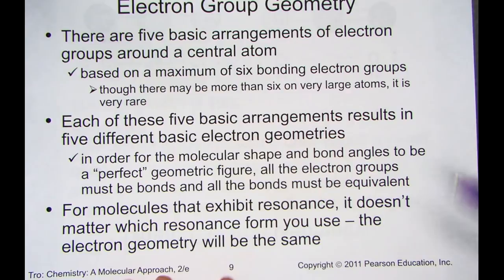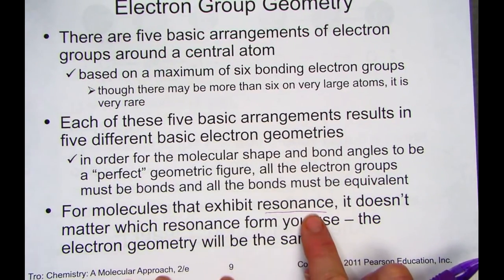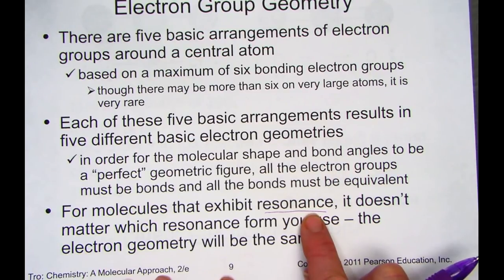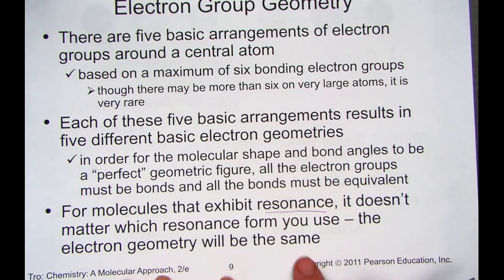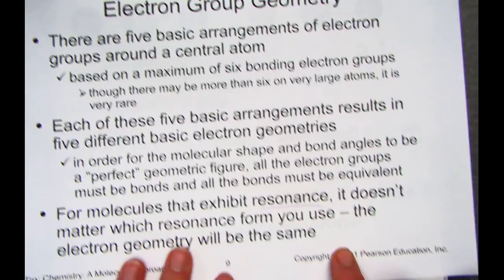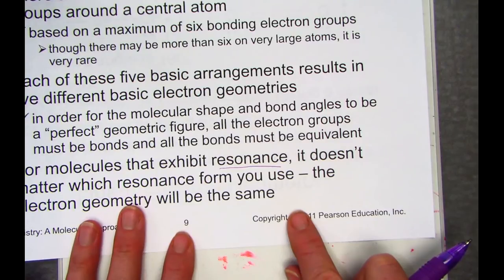For molecules that exhibit resonance, meaning more than one correct structure, drawing the double bond to single bonds, it doesn't matter what resonance form you use. The electron geometry will be the same. Just to remind ourselves, resonance occurs if we have alternating double and single bonds.